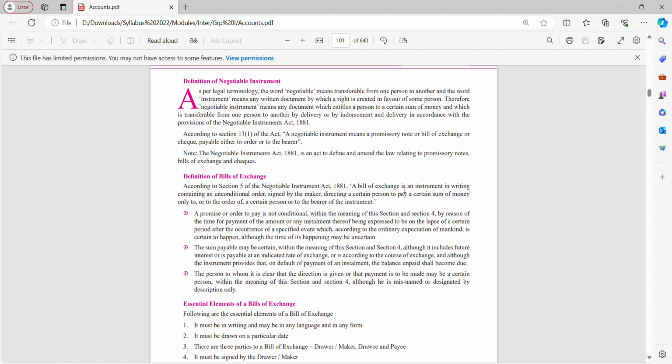Before that, what is a bill of exchange? I want to understand it in layman's language. Let us try to understand in simple words. I went to a shop and mentioned that I want a dress, and that dress is 1,000 rupees. Now he is selling that dress to me. I told him that I don't have cash right now, I'll pay after 1 month. He is okay with that.